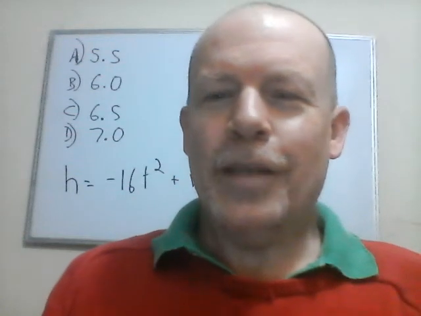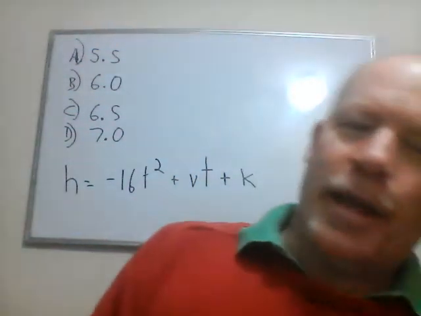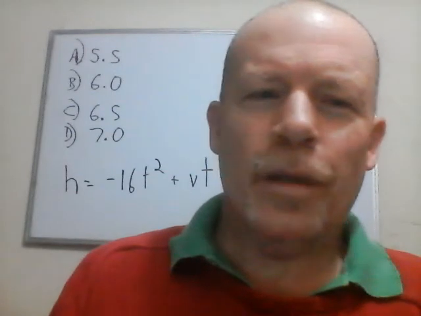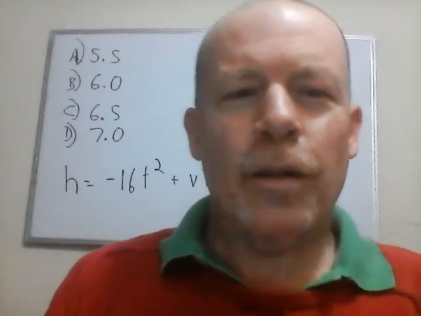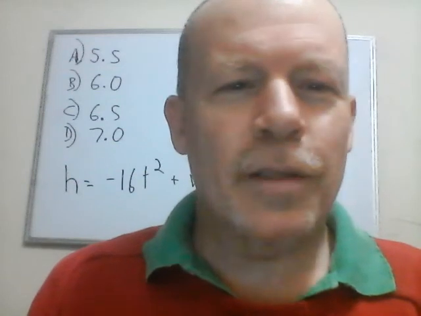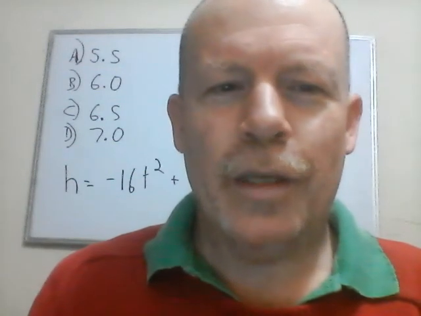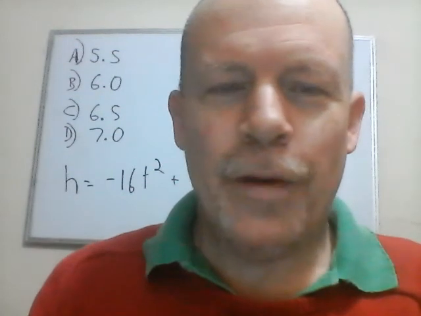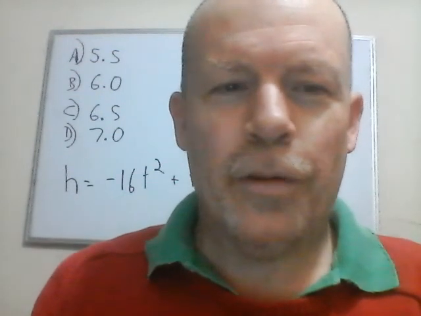Okay, in the meantime, they gave you this formula, h equals minus 16t squared plus vt plus k. Does that look like anything to you? Sadly, to a very large number of my students, that does not look like anything in particular. If it did, more of them would be well prepared for the rest of the problem.